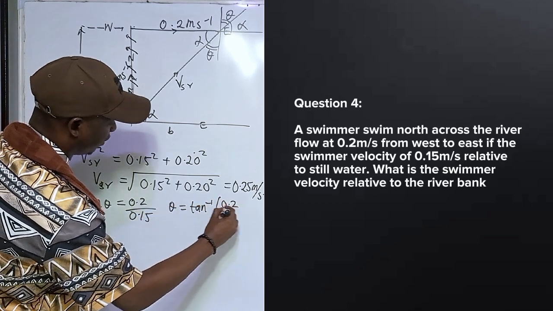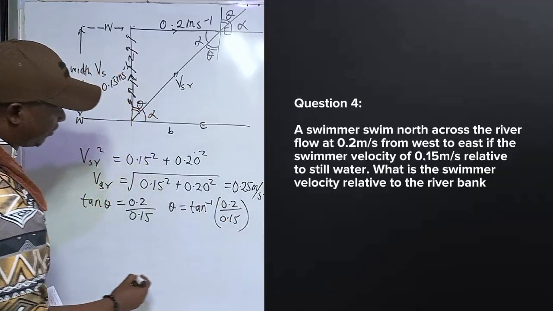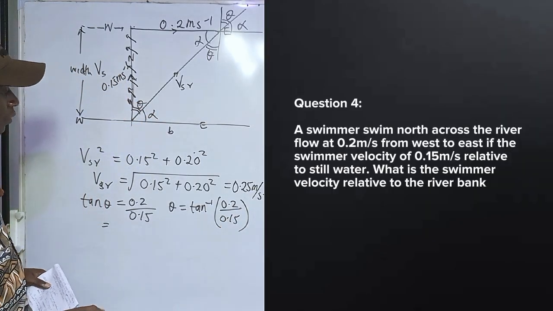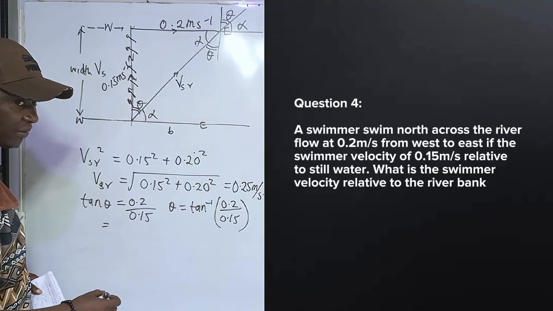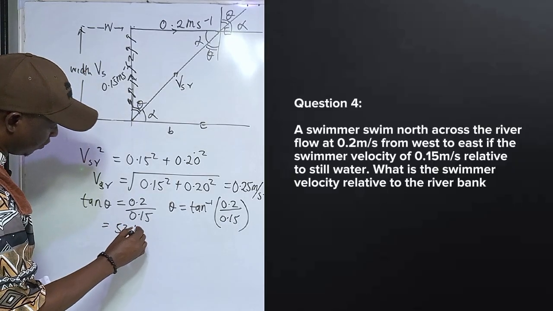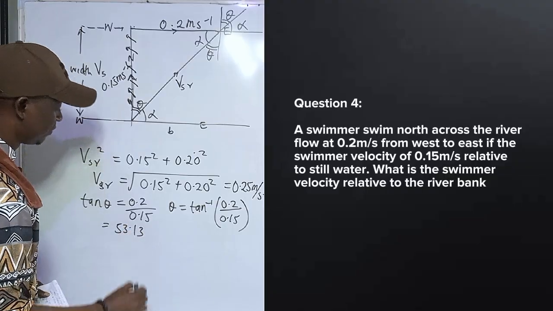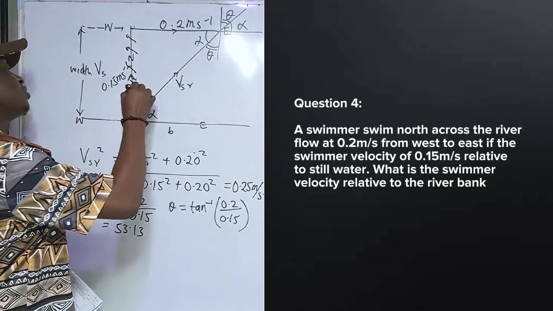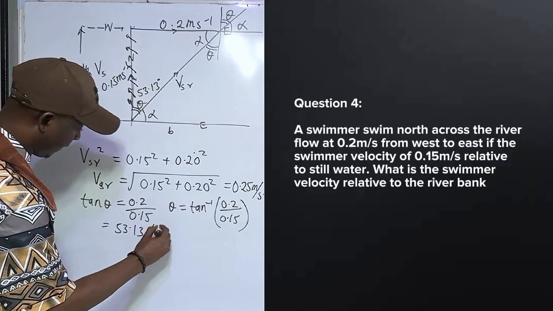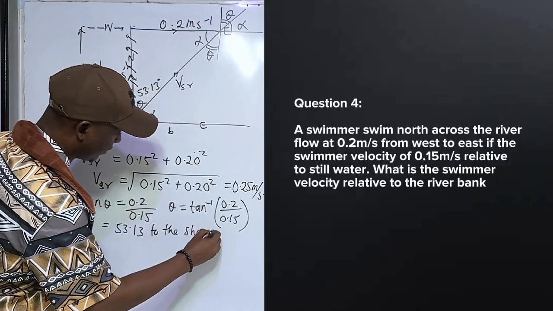Tan inverse of that value. What do you have? So tan inverse of 0.2 divided by 0.5. So we are going to have it as 53.13. That is it. So that means this one is 53.13. That means to the shore. To the shore. What about to the bank?